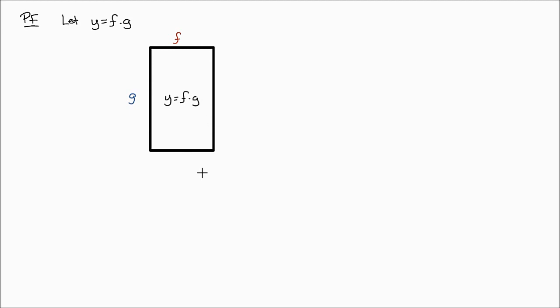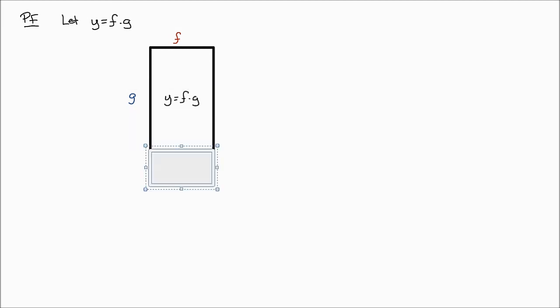Now, the way the proof works is that we're going to wiggle the function g a little bit. We're going to basically try to get g to be a little bit bigger than it actually is. So I'm going to make a small box here.